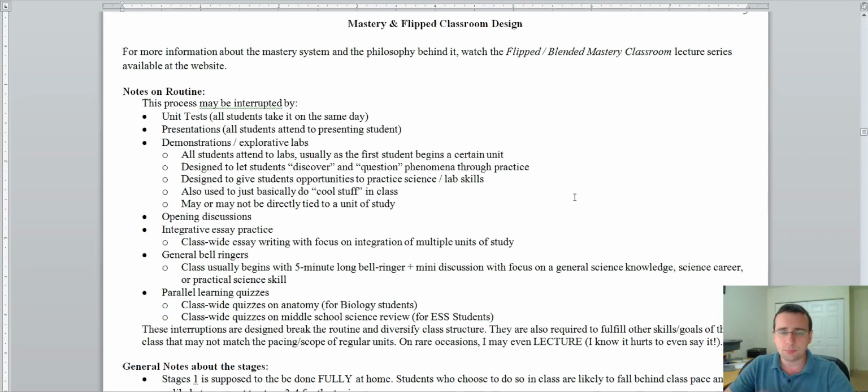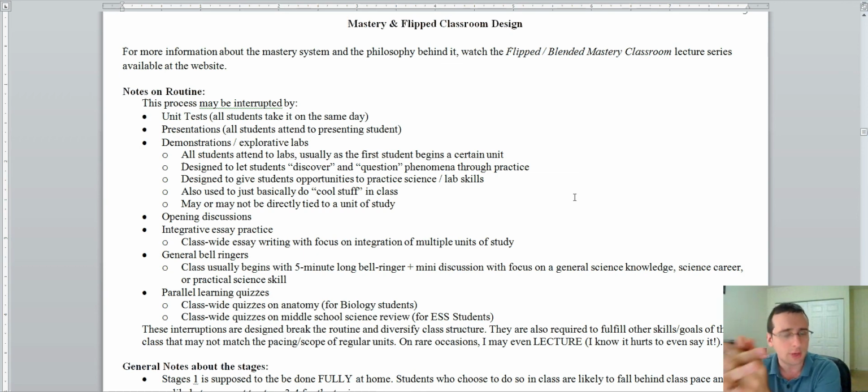I also do parallel learning quizzes. Like I mentioned before, I have project-based learning that's happening on the side of the Mastery system. So sometimes the kids will have a due date for something that's due today about that project, and sometimes I will have a quiz about that. For example, in biology, students will have anatomy quizzes once in a while, every time an anatomy submission is due. And so I will stop the Mastery system, so every student will take that anatomy quiz at the same time, the day that the anatomy quiz submission is due, and that's the project-based learning that's happening.